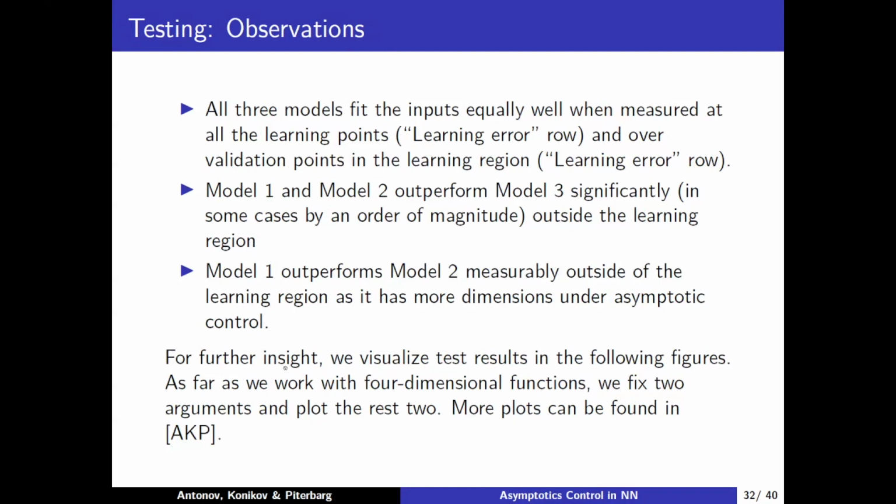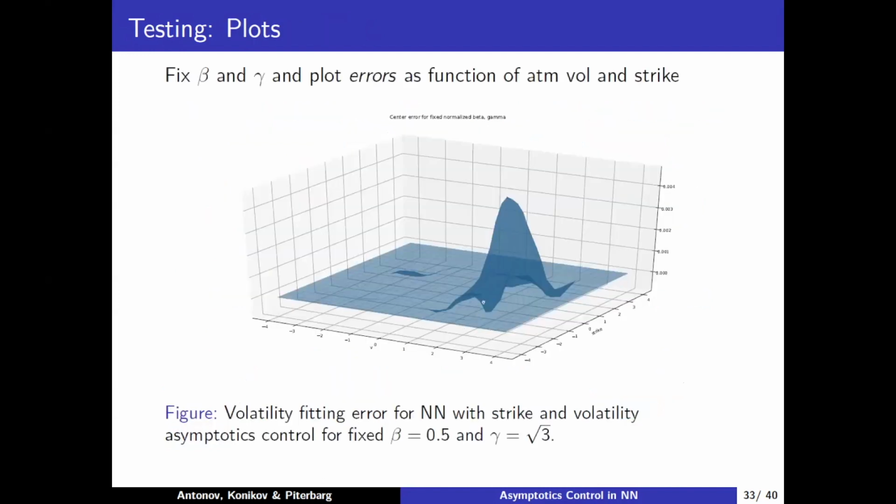Again, we will visualize the graphs here. We will fix two parameters and make graphs of the two graphs. More plots can be found in our paper, but here I put several plots in these slides. Let us fix beta and gamma and plot errors as a function of the ATM vol and strike, again in the normalized value, from -4 to 4.